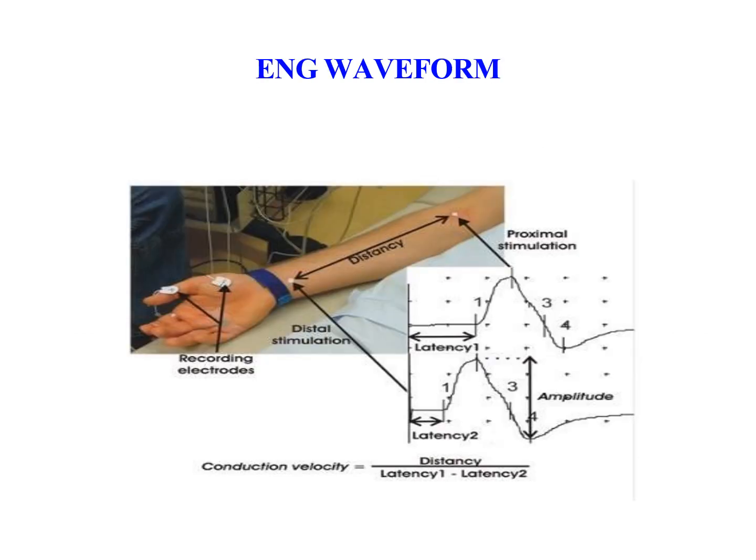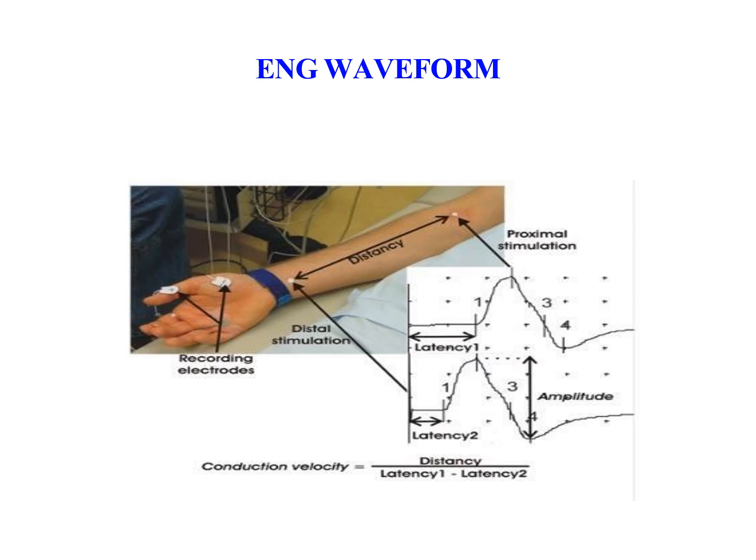This is an electroneurogram diagram. The electroneurogram conduction velocity is calculated as distance divided by latency 1 minus latency 2. What is meant by distance? It is the distance between the distal stimulation and the proximal stimulation. The recording electrodes are placed in the palm. Two electrodes are used to measure the ENG. The distance from one point to another is the distance between the distal stimulation and proximal stimulation.